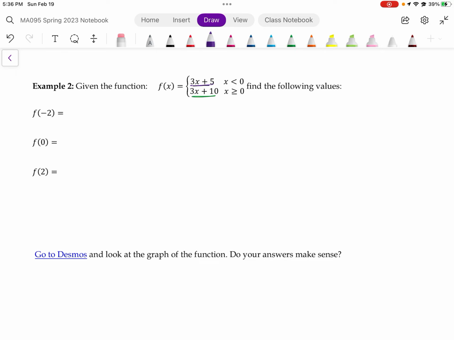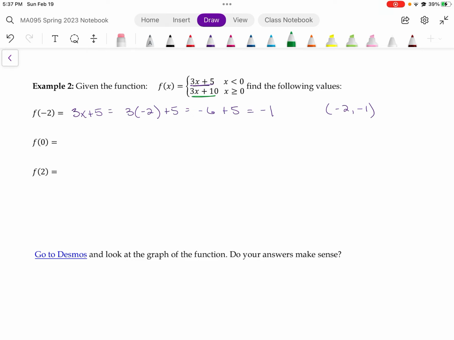So f of 2. No, sorry, negative 2. f of negative 2 is our first one. So it's less than 0, so we're going to use the first equation, the purple one. So we've got 3x plus 5 is the one we will be using. So we've got 3 times negative 2 plus 5 is going to be negative 6 plus 5, which is negative 1. So our point now is negative 2, negative 1.